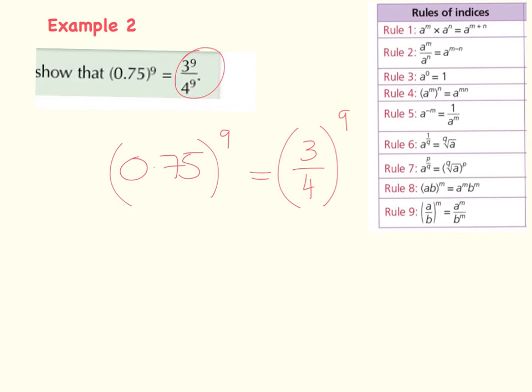And it is the last law, law 9, which means if I have a fraction to the power of something, another way of writing that is saying that that's 3 to the power of n all over 4 to the power of n. So another way in which that question can be phrased, asking us to solve using our laws of indices.